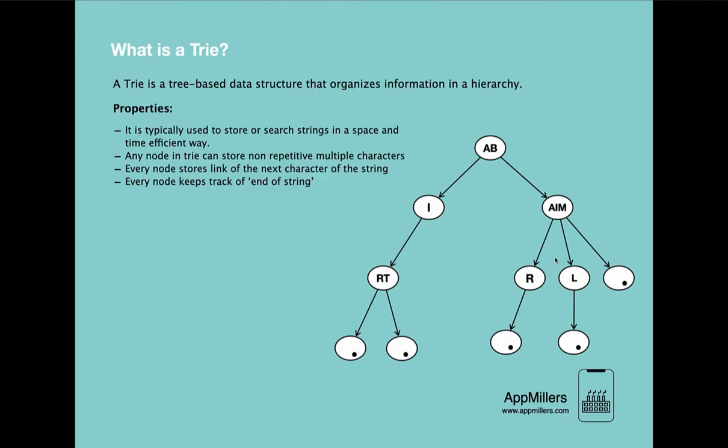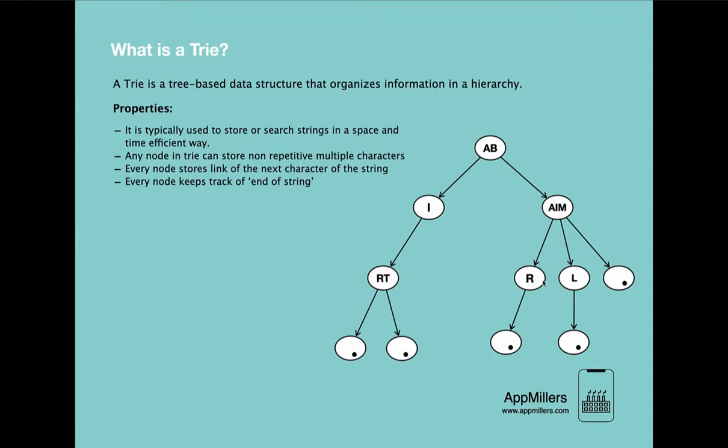And finally, the last property says that every node keeps track of the end of string. If you look at this tree, we see that at the end of string we have empty nodes which we mark with black dots. These dots mention that this is the end of string. This is a Boolean value, which we set to true or false. So if the parent of these nodes is the end of string, then we set these nodes' end of string property to true. In this case all of these nodes are set to true. So this means that these are separate strings.